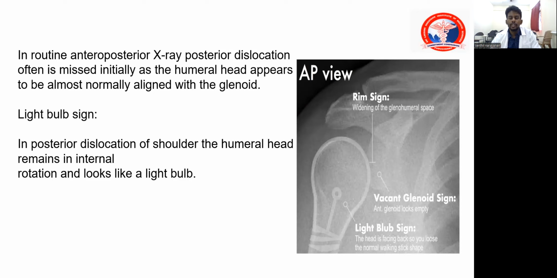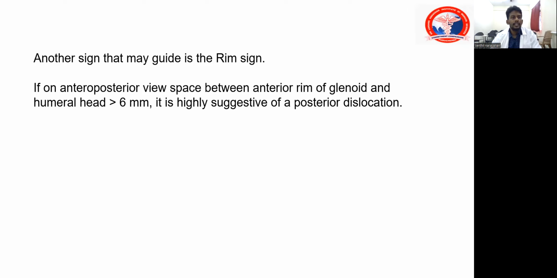Normally you would be able to see the tuberosity, but due to the internal rotation it is not visible, and there is a smooth contour, which is known as the light bulb. Another sign that may guide is the rim sign. If on the anteroposterior view the space between the anterior rim of the glenoid and the humeral head is greater than 6 mm, it is highly suggestive of posterior dislocation.